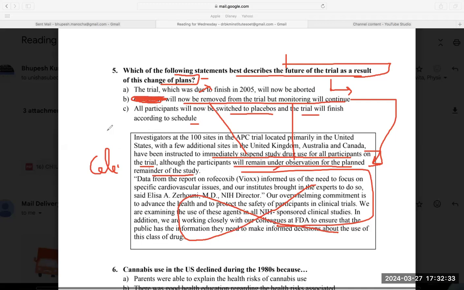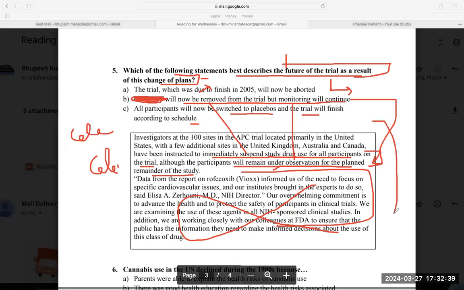But if you can understand this topic was about celecoxib, then it would have been easy. In exam, nothing like this will come. So it would be given that they were talking about celecoxib, then it will become easy. That observation will continue. That means monitoring will continue, but the drug will be removed. They will immediately suspend the drug. Suspend study drug use. All right. So question number 5 is done this way.